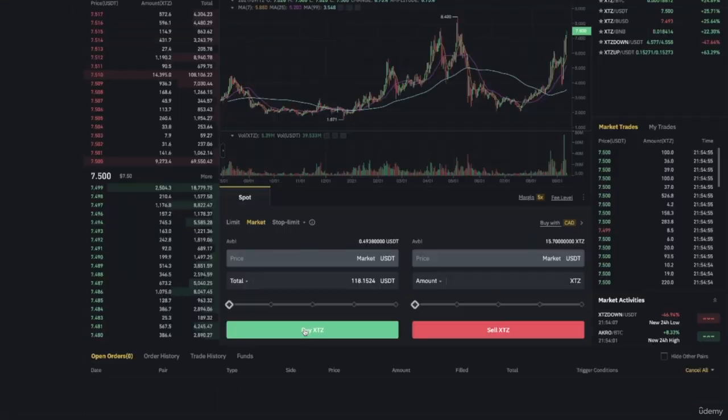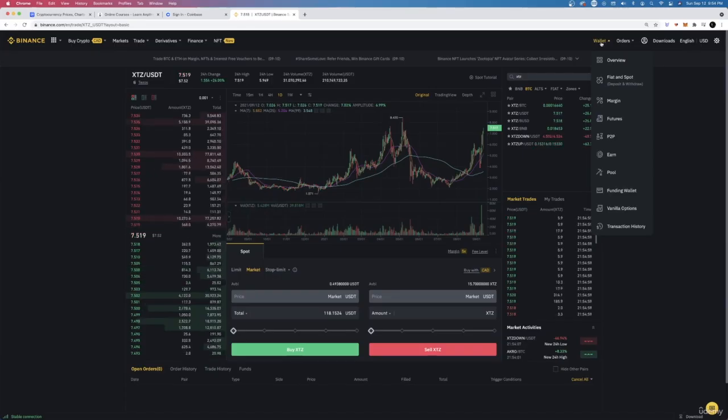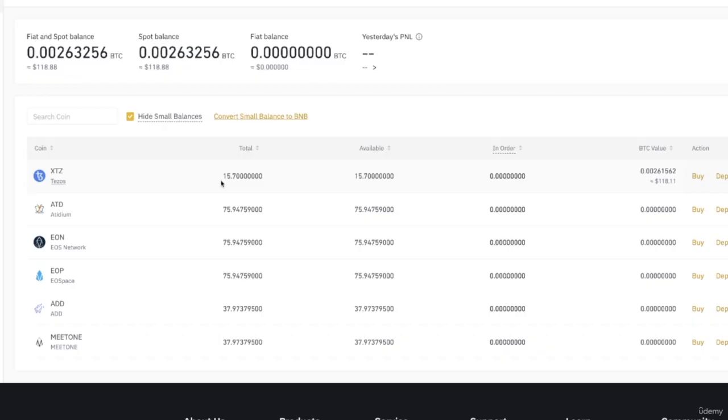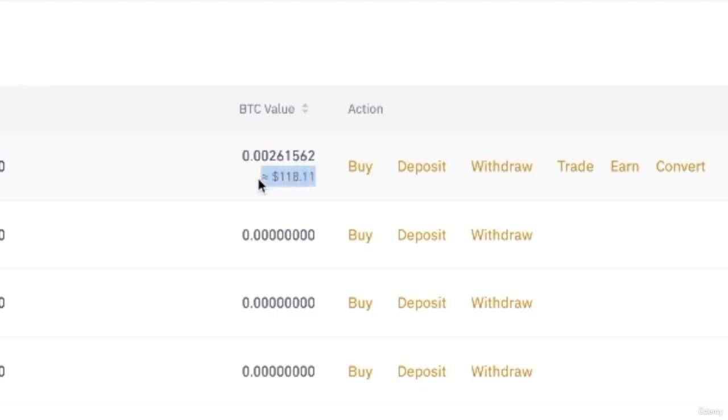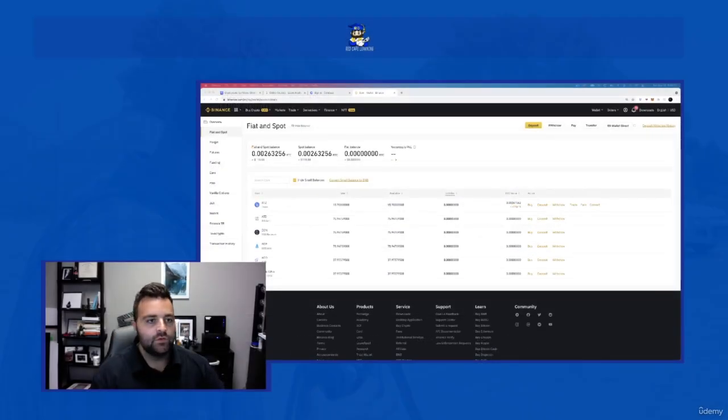and we just made the order. The order will show here, but I believe it just worked right away. So this stuff's pretty quick. Now we have 15.7 Tezos, and that's going to be valued at $18.11 USD. So we didn't lose a lot of money using Binance. So out of all of the online exchanges, Binance is, I believe, 15 to 20% of all the trades being made. So they're constant all the time. There's a lot of money in and out.